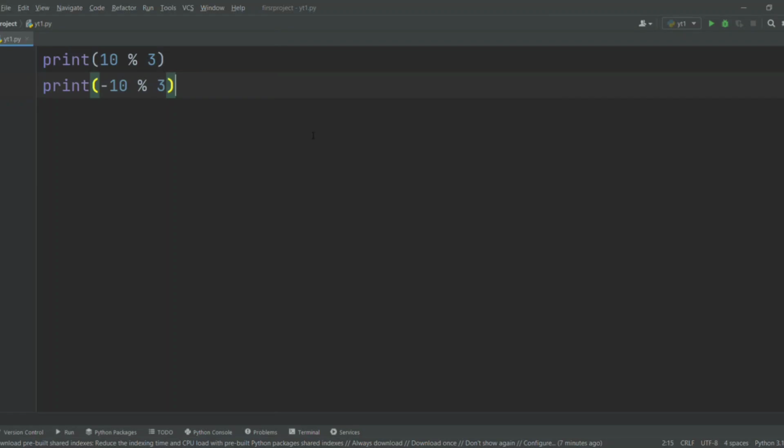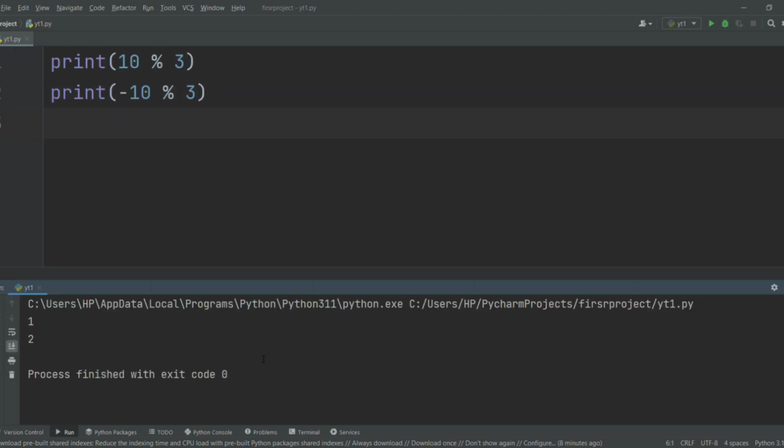Well, here's a simple Python code. And can you find the correct output of this code? You can pause the video to think for a moment. So the correct output of this code is 1 and 2.